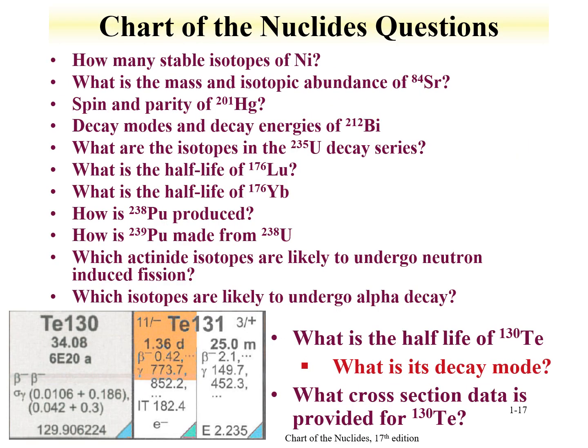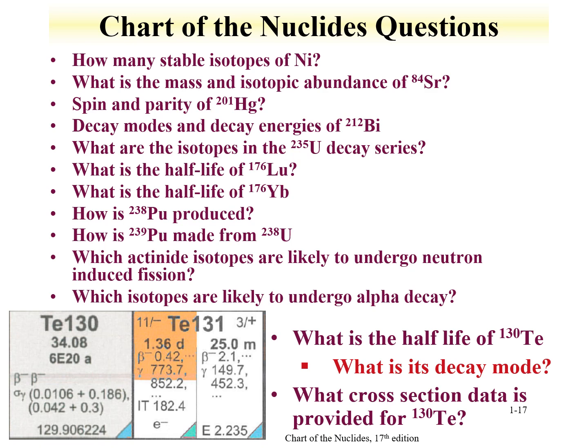Okay, you should be able to identify questions like how many stable isotopes of nickel are there. Go to nickel, count the number of gray boxes. What's the mass and isotopic abundance of a given isotope? For instance, strontium-84. The spin and parity of an isotope. The decay modes, as we talked with bismuth-212. What are the isotopes of a given series?